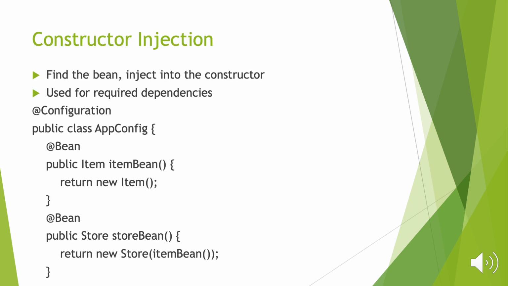Now let's modify our configuration class to use constructor injection instead of setter injection. So we still have our configuration class. Inside we have the bean definitions. We have one bean definition for item and one bean definition for store. But if you notice, we have removed the set item method inside the bean definition for store, and we are just passing the item bean to the constructor of store. Again, Spring checks to see if an item bean exists before creating a new one when creating the store bean.